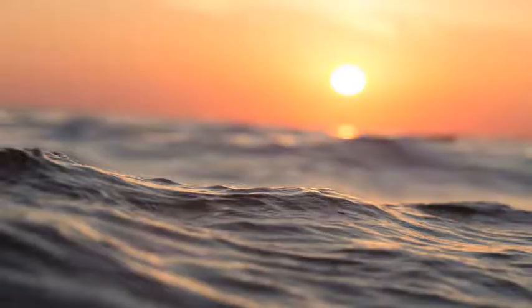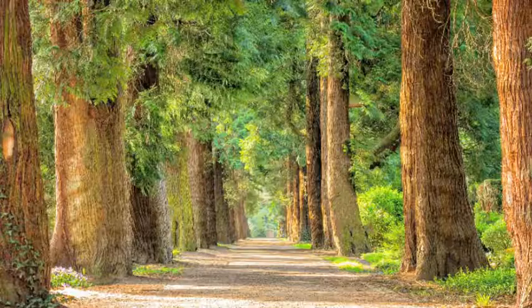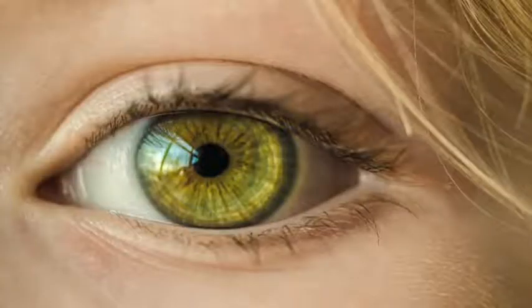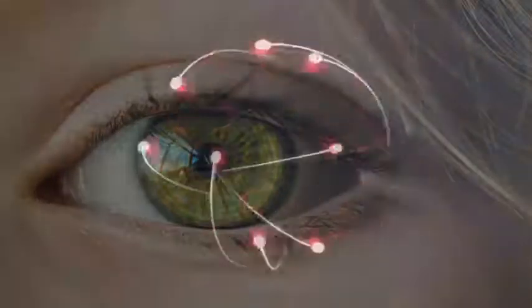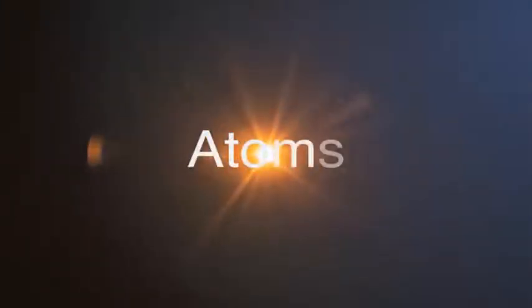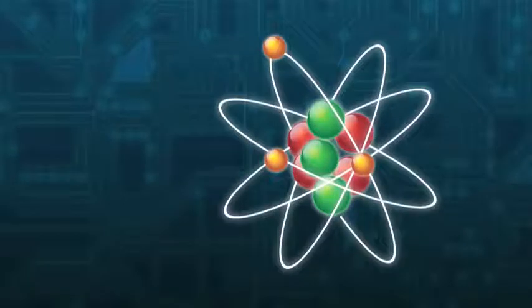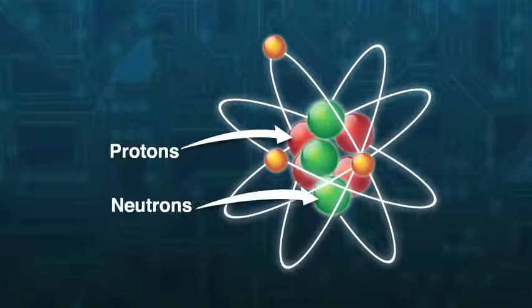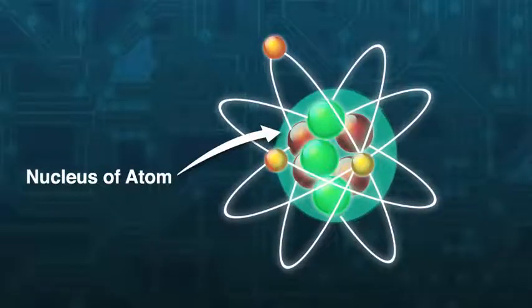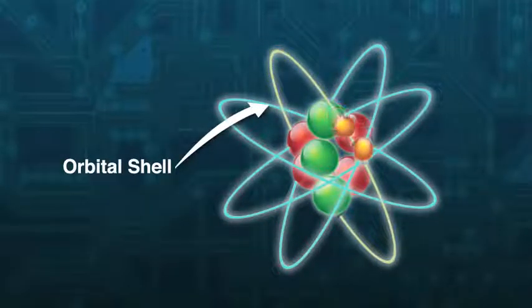Gases, liquids, solid matter like wood, glass, and metals, and living creatures like plants, animals, and humans. All matter is made up of tiny particles called atoms. Atoms are made up of protons, neutrons, and electrons. Protons and neutrons live in the nucleus, or center, of the atom. Electrons move in different orbital shells around the nucleus.